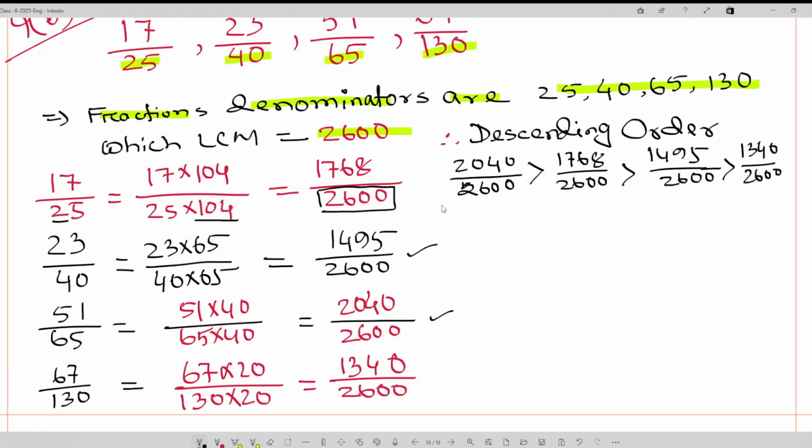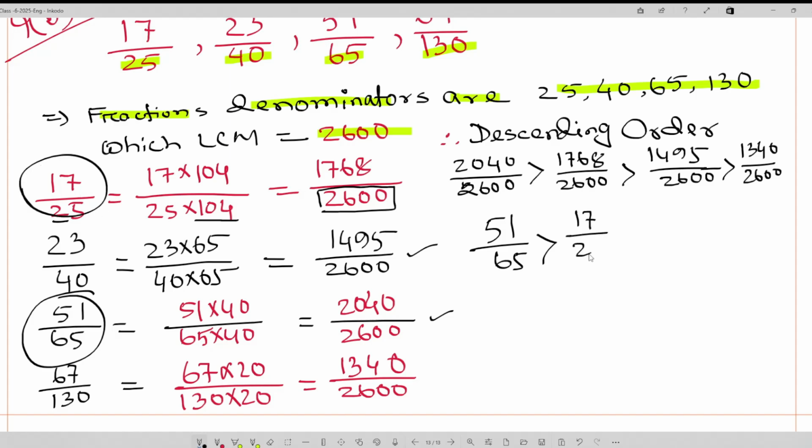So now equivalent fractions we can write: 2040, which is 51 divide 65, is greater than 1768, which is 17 by 25, and then 1495, which is 23 by 40, and finally 1340 is 67 divide 130, and this is our answer.